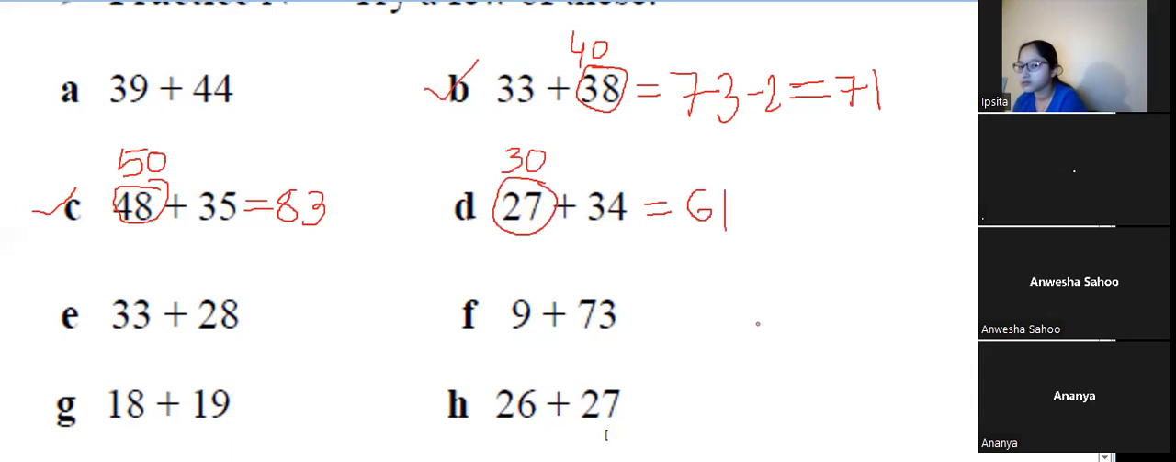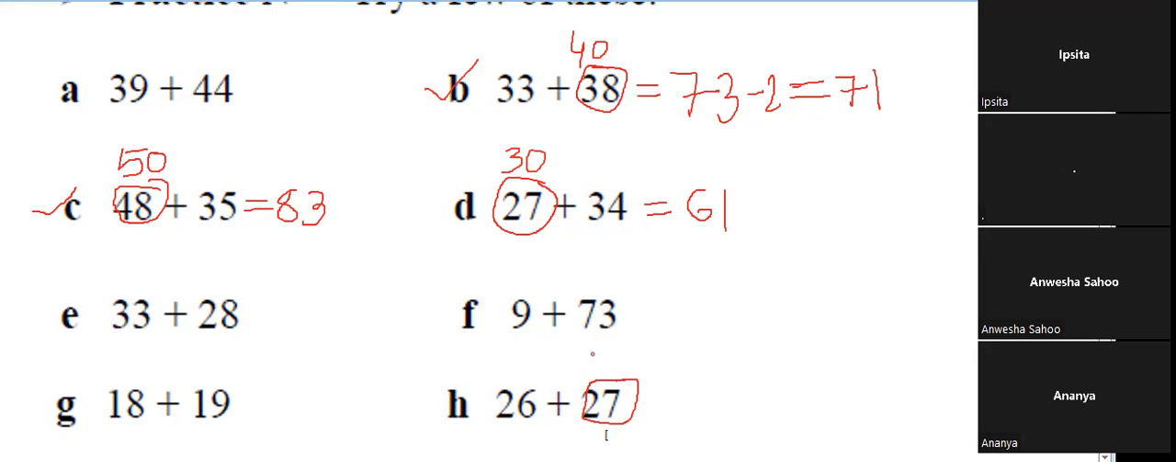Next, Anvesha. H. Yes, sir. So, sir, instead of adding 27 with 26, I will add 30 with 26, which is 56. And because I added 30 instead of 27, I will subtract 3 from 56, which is 53. Just 53. Yeah.